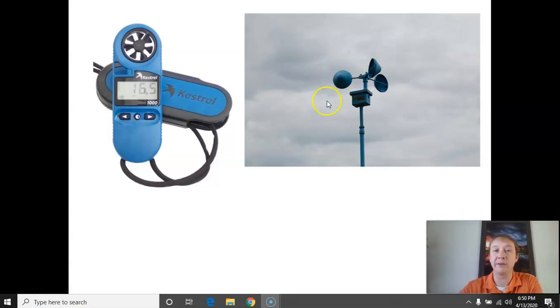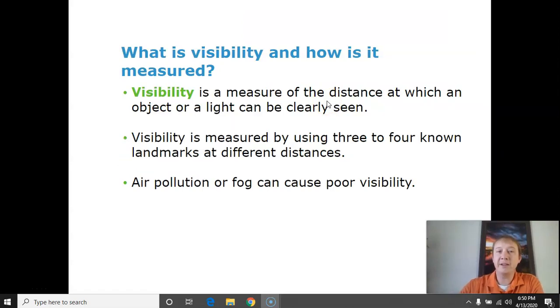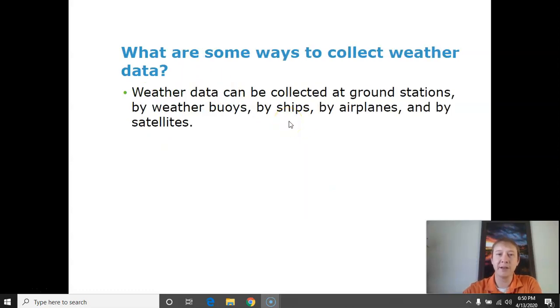Okay, one of the last key things here then is visibility. Visibility is basically how far we can see, based on the weather. Normally, we use 3 or 4 known landmarks to measure how far we can see. Air pollution and fog can cause poor visibility, so a lot of times we look at that with fog primarily. We can also think about visibility in winter weather, when we have blizzards or a lot of snow and wind, where it becomes very, very difficult to see. But visibility is basically just how far we can see using known objects.